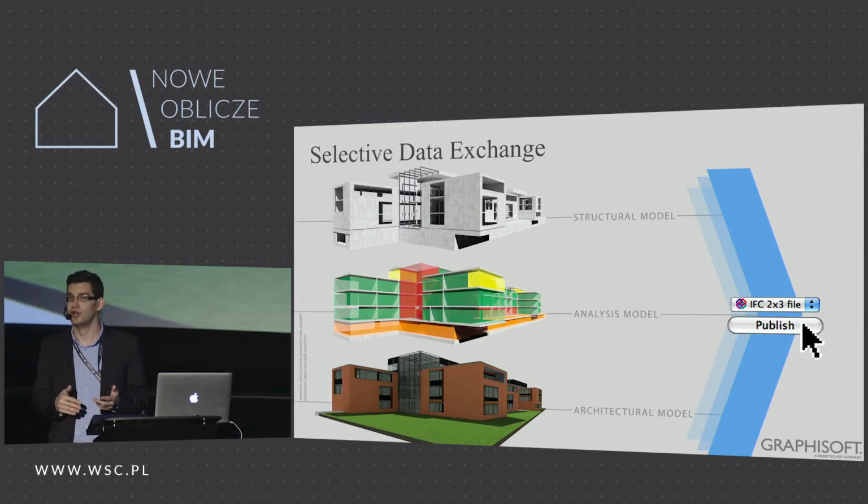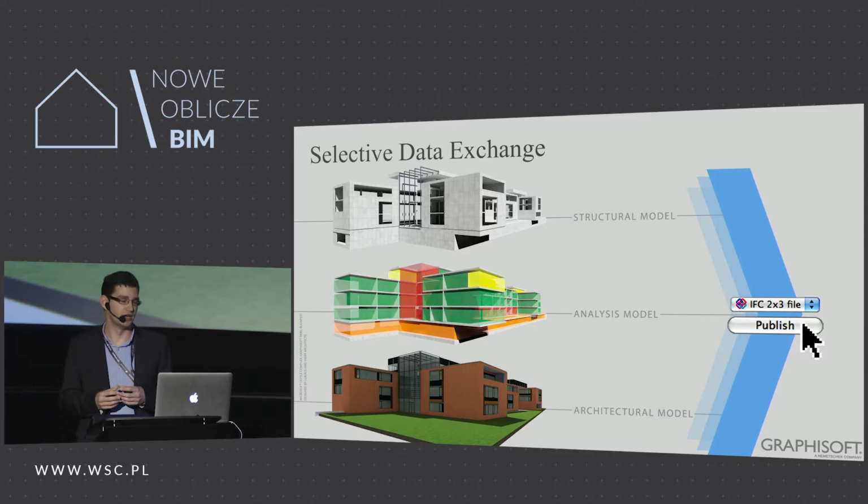Similarly, the MEP engineer only needs a certain set of information from the architecture model. They need the zones, the rooms, and of course their function, what we are doing there. They need maybe the structural elements so that they can avoid colliding with their pipes. But they might not need to see the whole facade of the building, and again, they might not need the chairs, the tables, the beds, and other furnishing elements. So this is what we mean by selective data exchange. We filter what we want to send to certain participants.